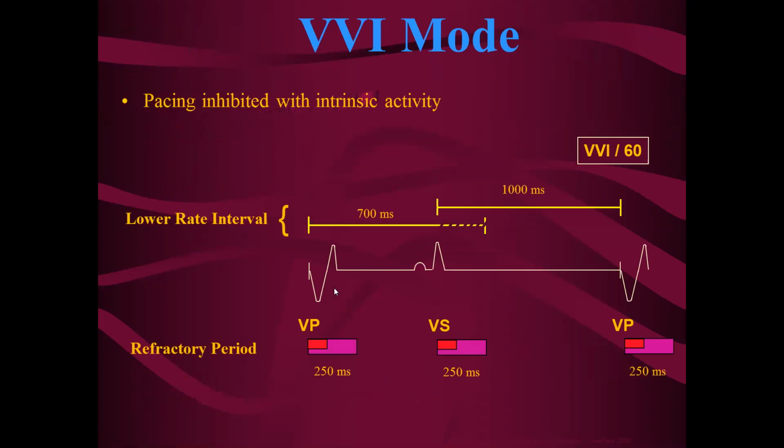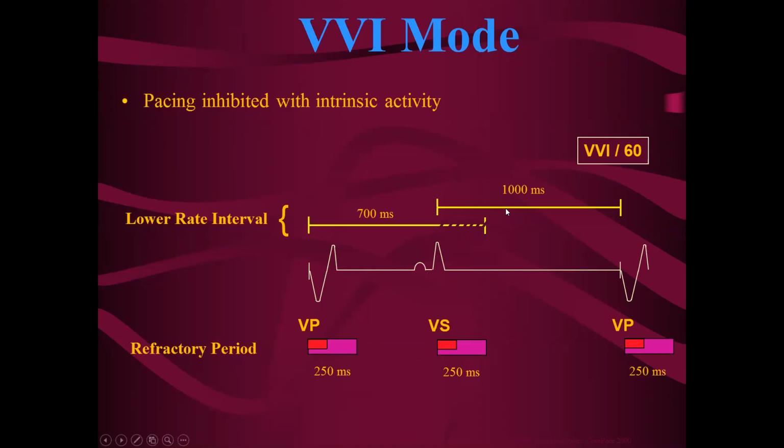Here's an example of VVI pacing, whereby a pace event starts the low rate interval of 1,000 milliseconds, and then it starts the blanking and the refractory period. Outside the refractory period is my sensing window. Then, before the low rate interval times out, an intrinsic beat comes along, and that terminates the low rate timer. It starts another low rate interval from the sensed event, and it also starts a blanking period and the refractory period again.